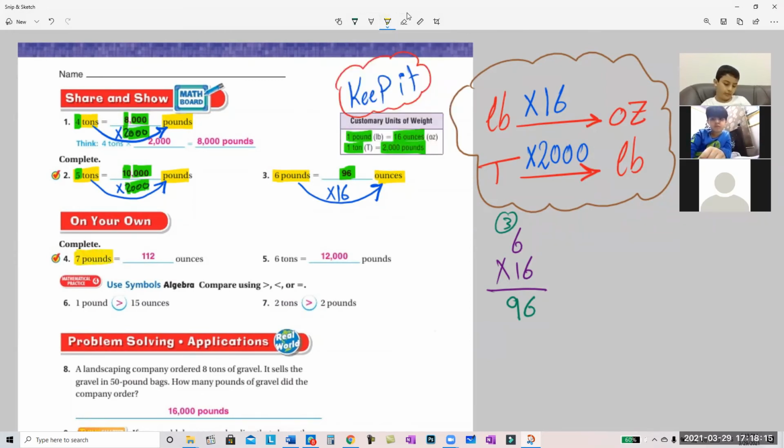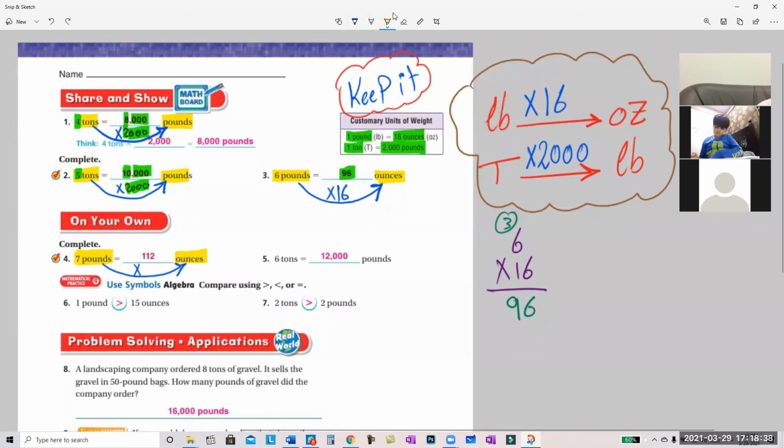We have 7 pounds equal how many ounces? Now we will multiply 7 by... From pounds to ounces, we're going to multiply by what? 16. 16, excellent. So let me write it for you here: 7 multiplied by 16.